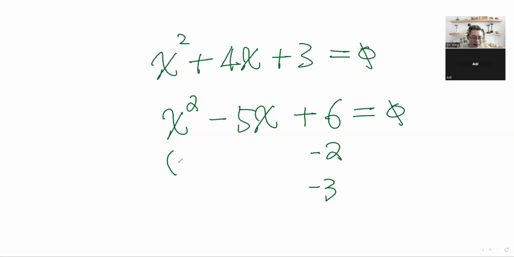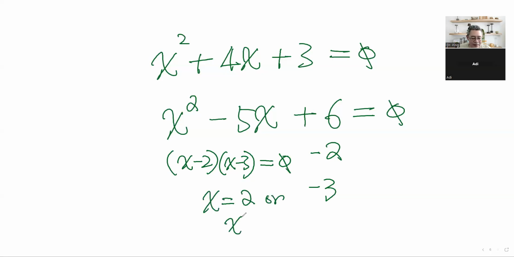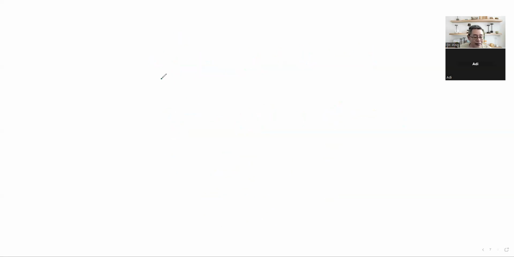So, break down to x minus 2 and x minus 3. Good? Yeah. So then x will be 2 or x equal to 3, right? Yeah. Very good. Okay, so let's try x squared minus, say, 3x plus 2. And so what did you get?